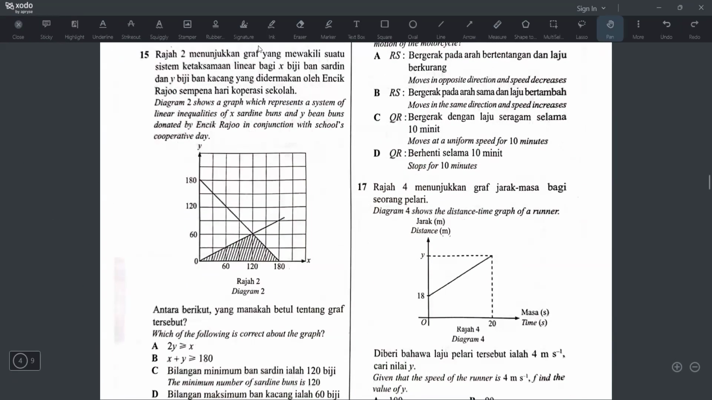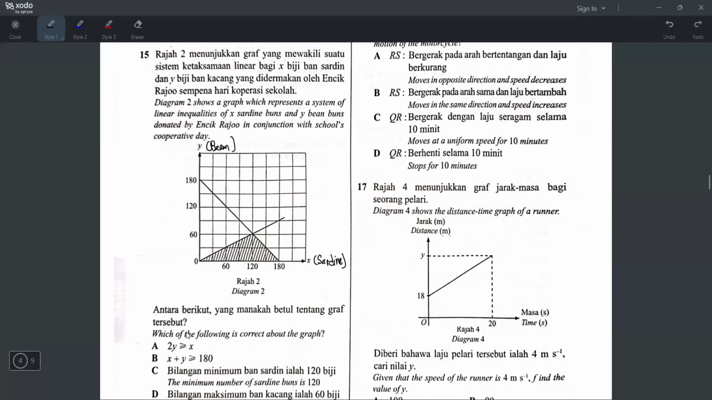Okay, 15. This is linear inequality chapter. Form 4, chapter 6, I think. Yeah. Okay, diagram 2 shows a graph which represents a system of linear inequalities of X sardine buns and Y bean buns donated by Encik Raju in conjunction with School Cooperative Day. So X represents sardine. Okay, so I write here sardine. And then Y represents bean. Okay, bean. And then dia kata, which of the following is correct about the graph?